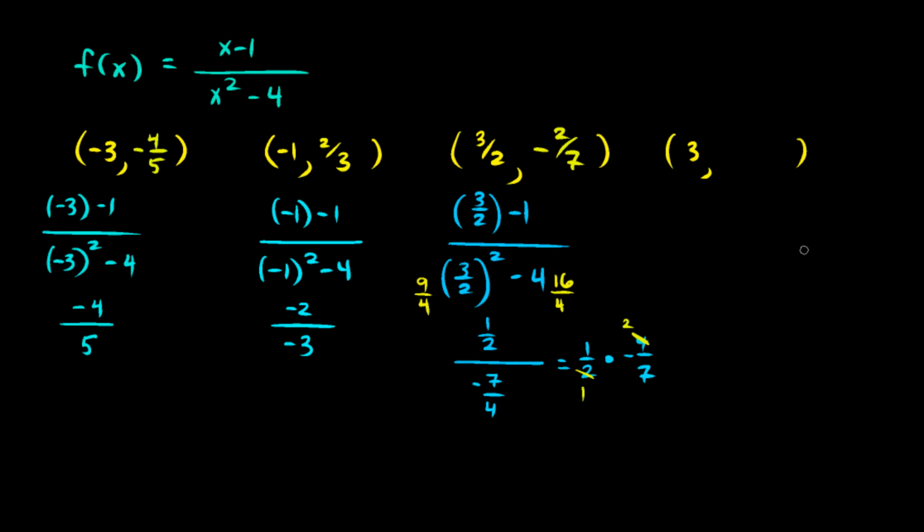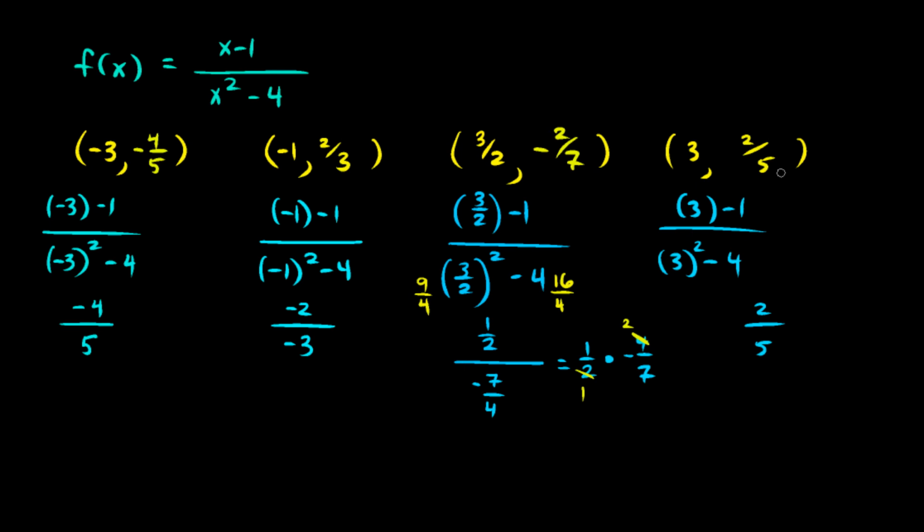And then lastly, find out what happens when x is 3. So 3 minus 1 over 3 squared minus 4. 3 minus 1 is 2. 3 squared is 9. 9 minus 4 is 5. So we have 2/5 here.